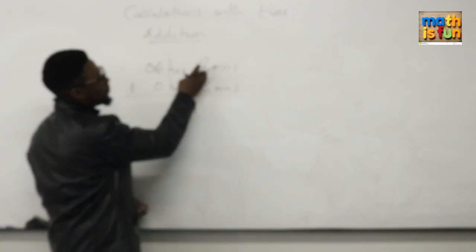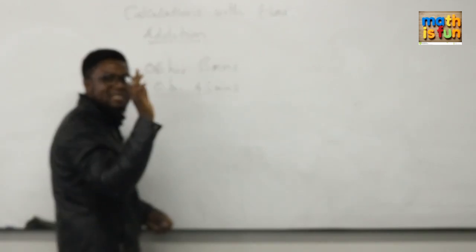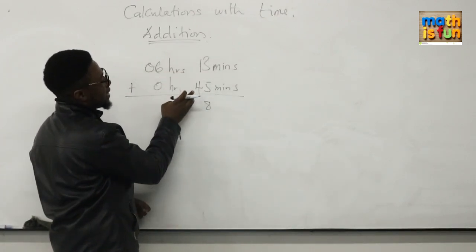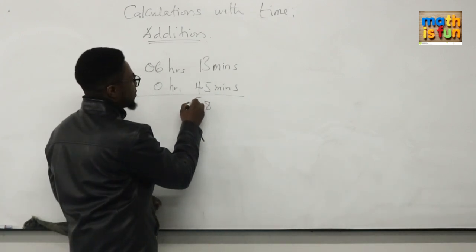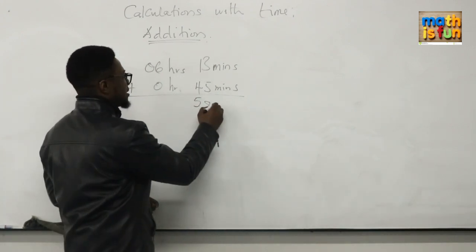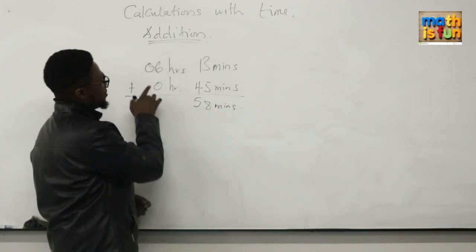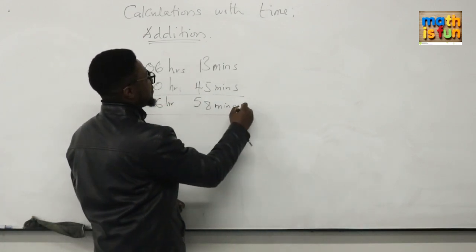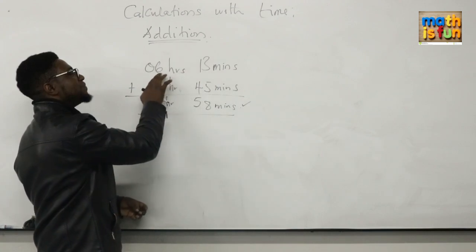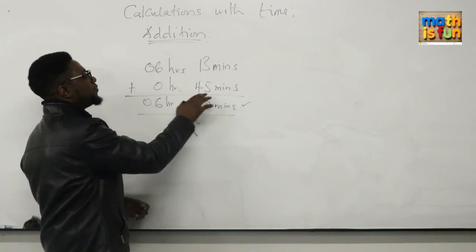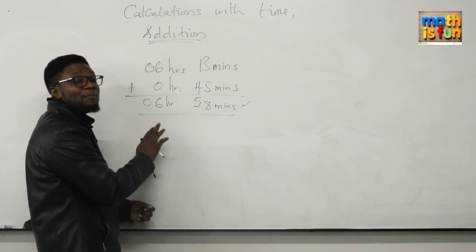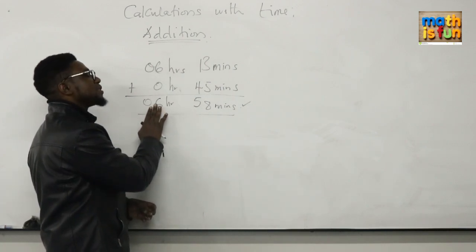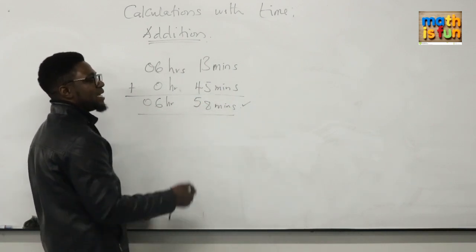In this case, 3 plus 5 will give us 8, so we write 8 here. Then we have 1 plus 4, which gives us 5, so our minutes will be 58 minutes. For hours, we have 6 plus 0, which is still 6. So if I leave home at 13 past 6 in the morning and spend 45 minutes on the road, I'm going to get to work around 2 minutes to 7, or we can also say 6:58, 6 hours 58 minutes.